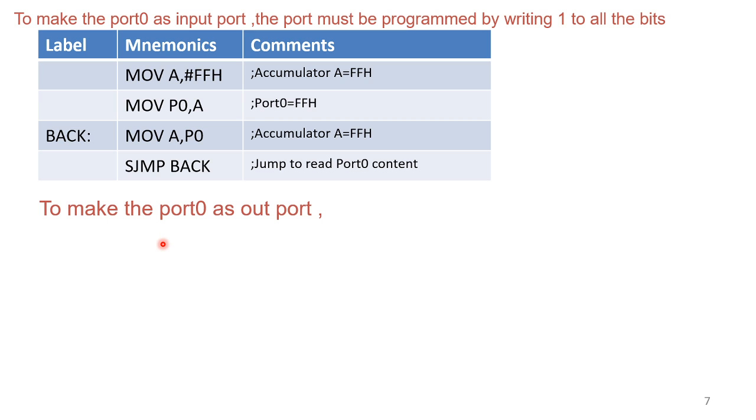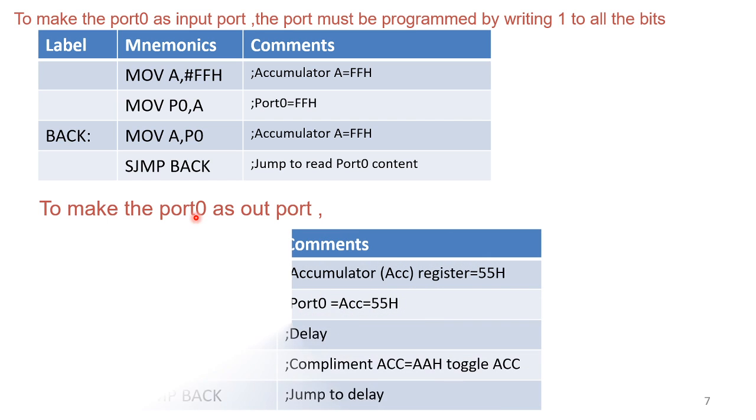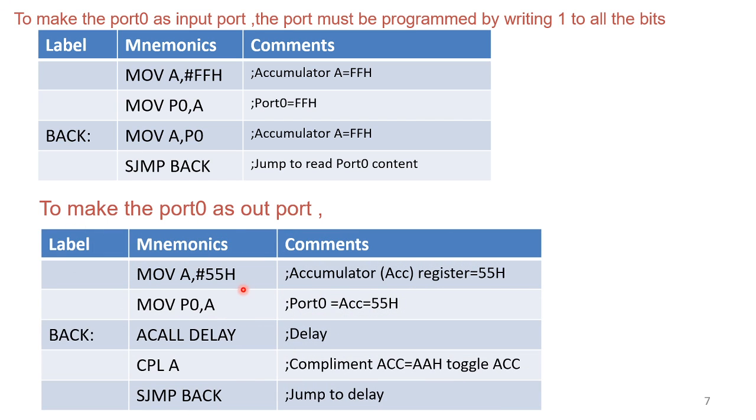How to make port 0 an output port? For that, we have here 55H, that is moved into the accumulator. So that 55H value is moved into port 0. So this is MOV P0, A: the content of the accumulator is moved into port 0.